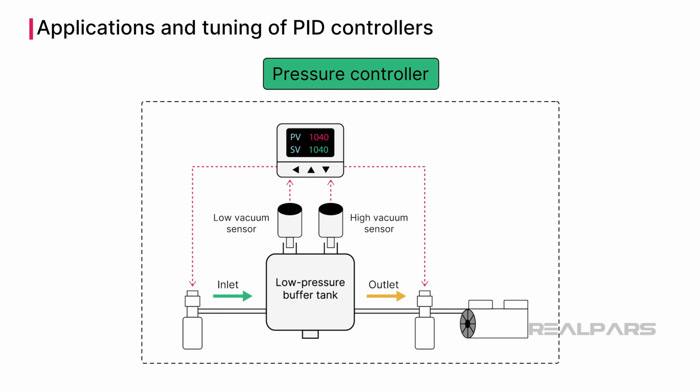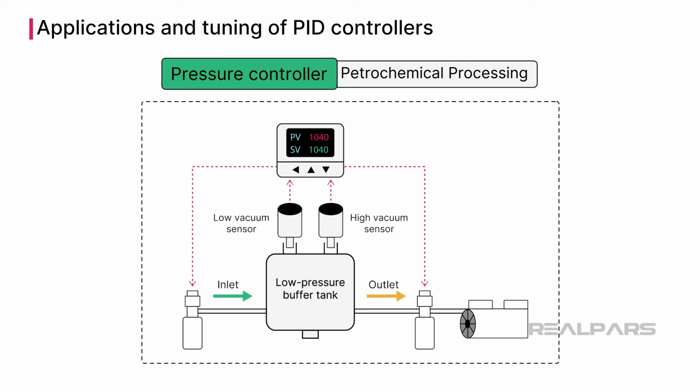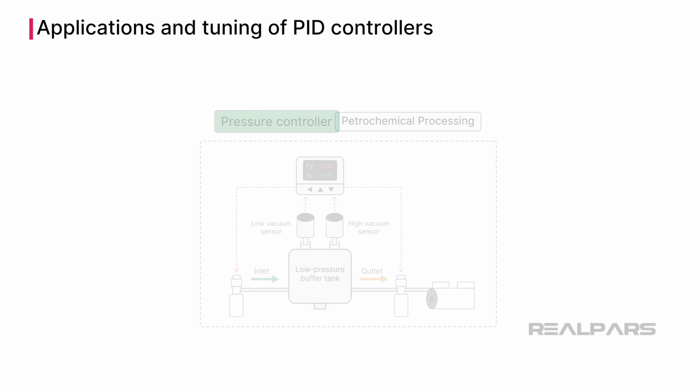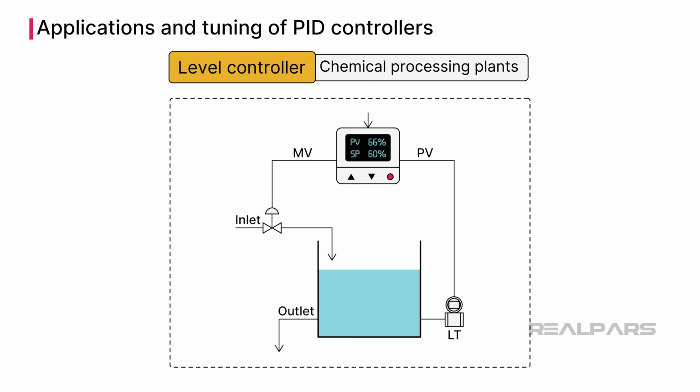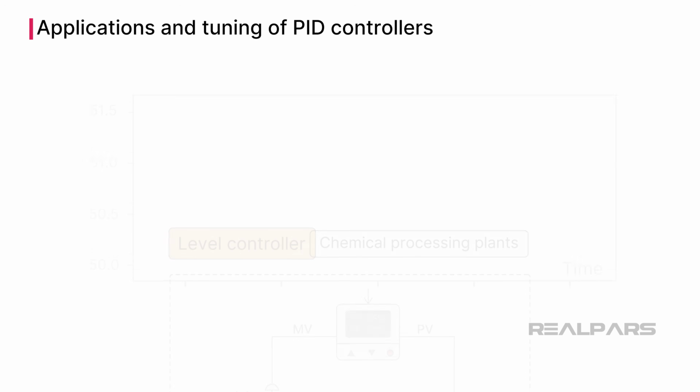Pressure controllers are used in petrochemical processing to manage pressures in distillation columns and separators. Level controllers are often found in chemical processing plants. They are typically used to maintain liquid levels in tanks and vessels within a specific range.